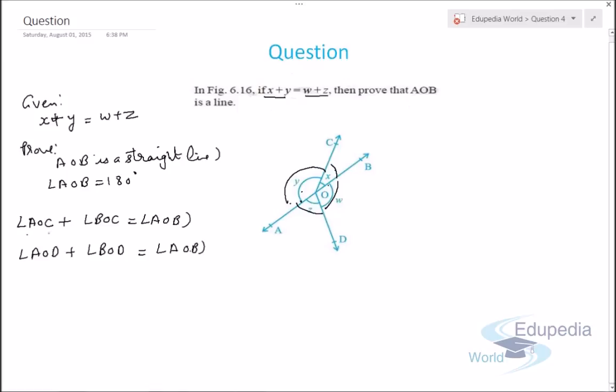Now it's given that this plus this equals this plus this. Now we can clearly see that if the sums of these two angles are equal, that means they represent a straight line. So this actually represents the axiom we have studied, that if the sum of two adjacent angles, we can clearly see that we did axiom number 1 in the previous videos.